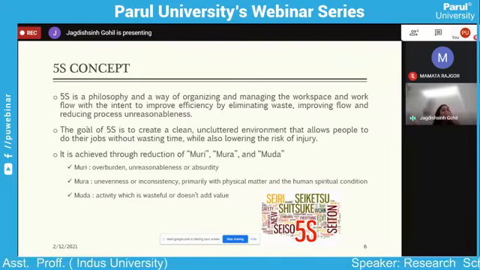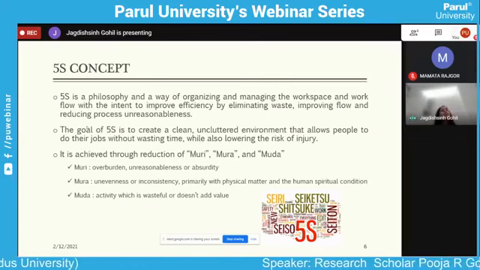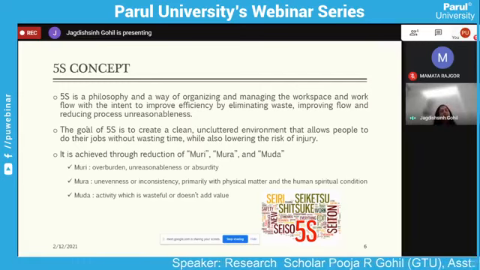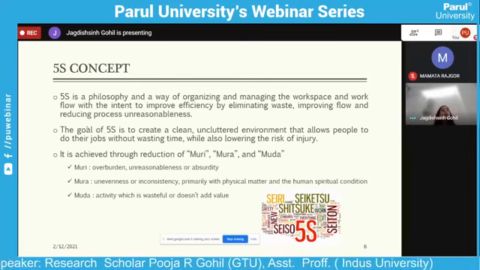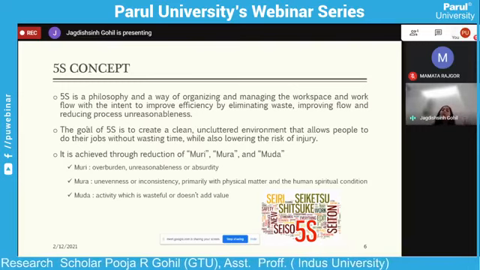So 5S was even developed earlier than just in time. Again, JIT is also a Japanese concept. Fine. So 5S is a philosophy. How does it go? It's a way of organizing and managing your workspace. It was developed for the manufacturing industry. Again, just in time, same thing.